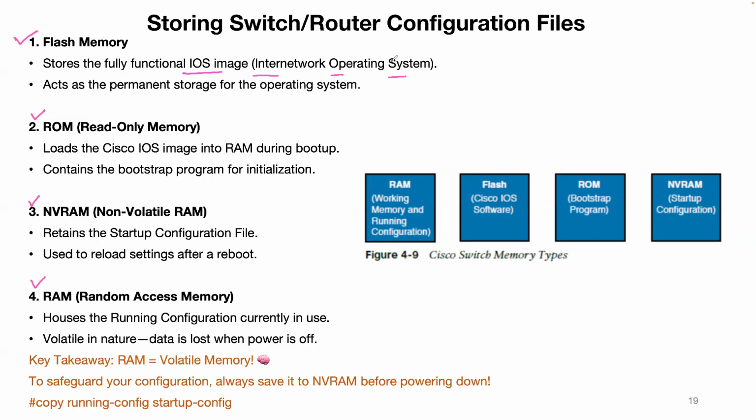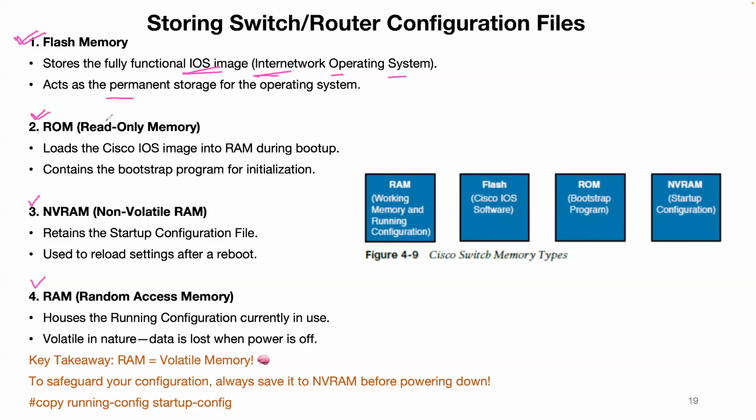Like in Windows, we have Microsoft OS, Windows OS, we have Mac OS, Android OS, iPhone OS. Like that, we have IOS. It's for routers and Cisco devices. So in flash memory, we store the IOS images, and it acts as a permanent storage for the OS.